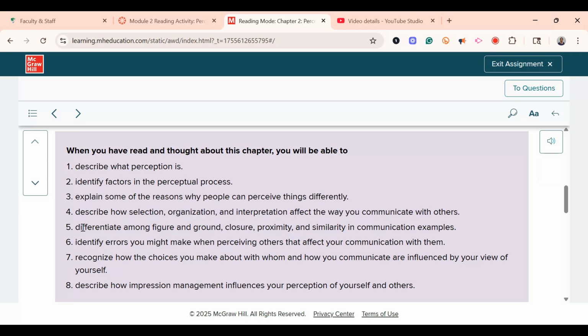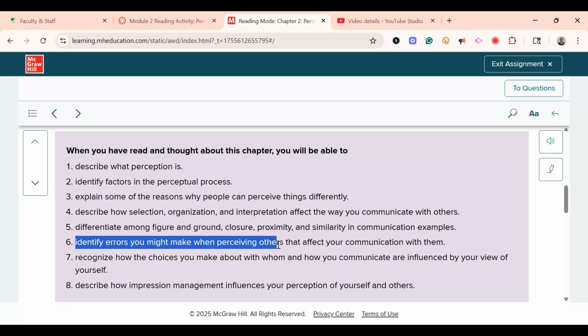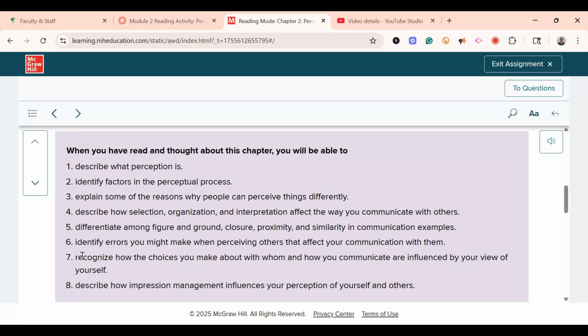You're going to differentiate among figure and ground, closure, proximity, and similarity. And you are going to identify errors that you might make in perceiving others. You're going to recognize how the choices that you make affect your perception. And you're going to describe how impression management influences your perception of yourself and others.